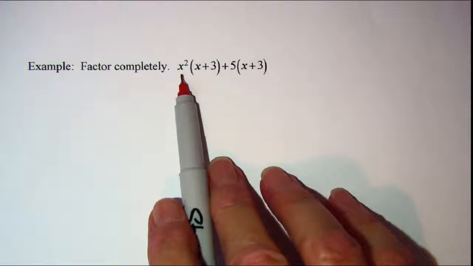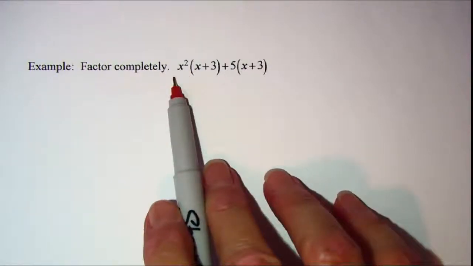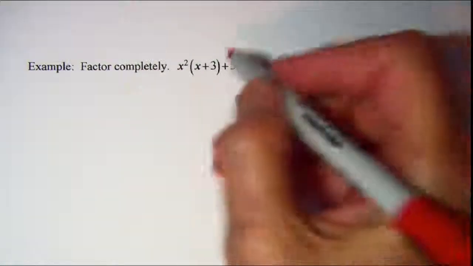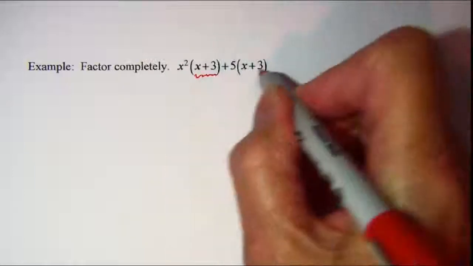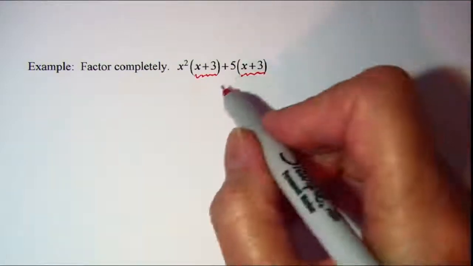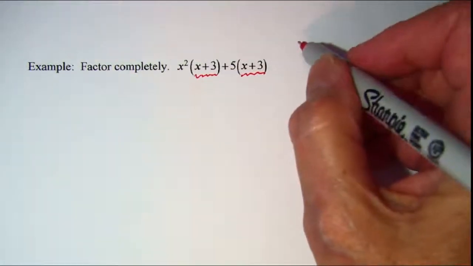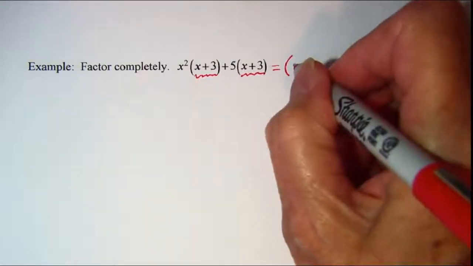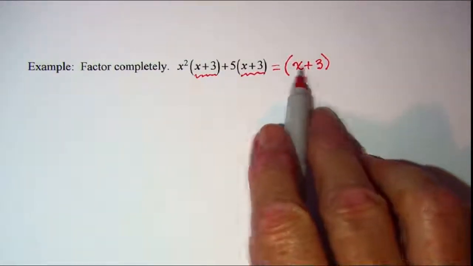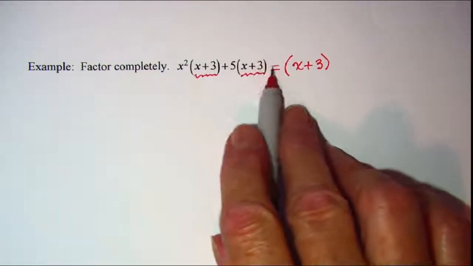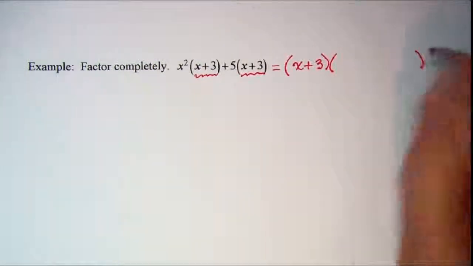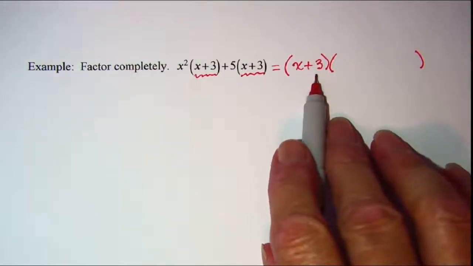I can see though that I have two terms. There's one right here and then one right here. But the common factor, I can see that I have an x plus 3 in both terms. So x plus 3 is my common factor. So I'll pull that out in front, x plus 3. Remember to write that in parentheses because it's the common quantity, x plus 3. And then I need to open my parentheses and write what's left once I divide by x plus 3.